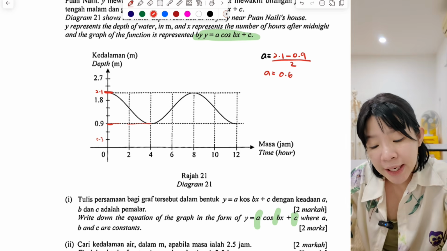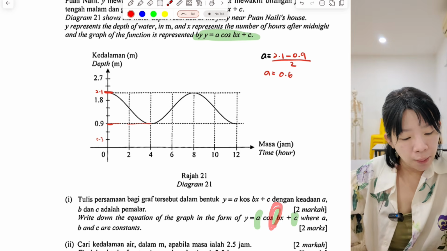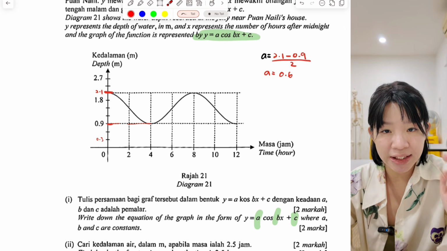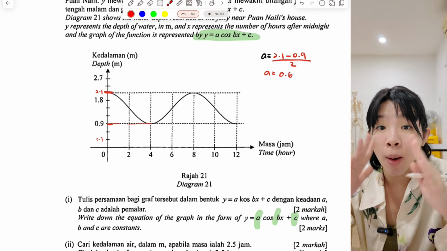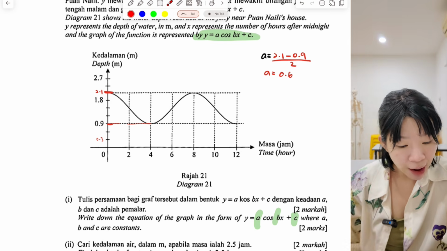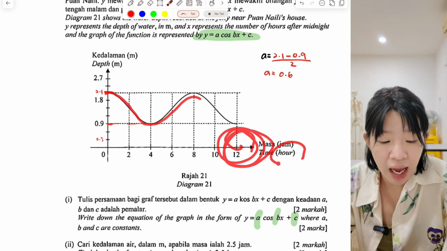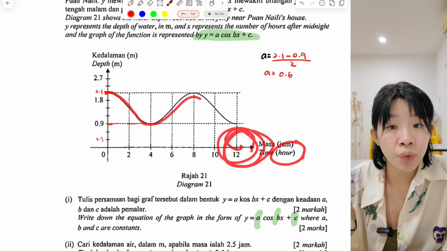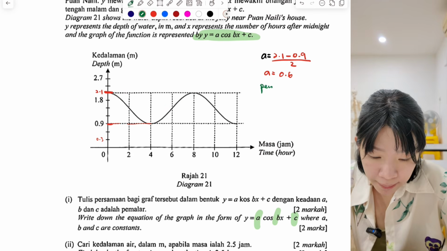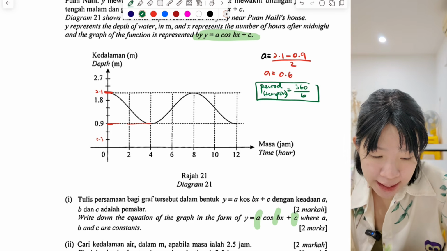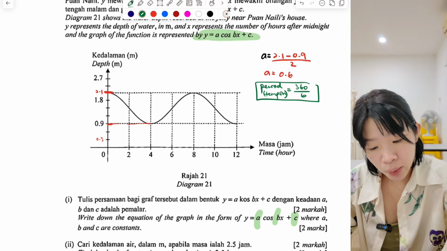Next, b. What is b? b tells us how many cycles in 360 degrees. Listen, 360 is a complete graph. So you cannot go by what you see, because this is not 360. So we need to use the period to find it. The formula for period is 360 divided by b. So what is the period?